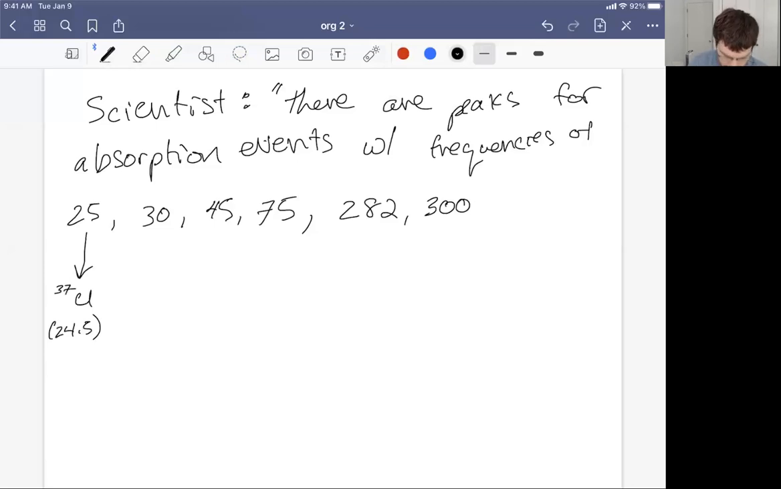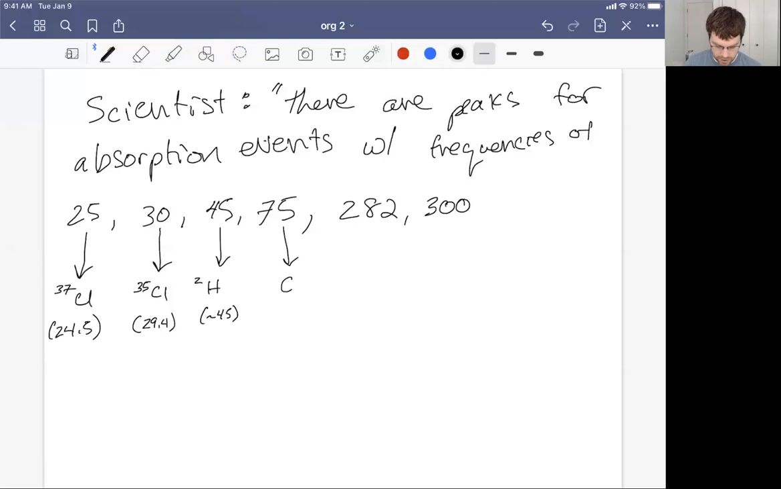Now at 29.4 is where we expect 35Cl. So the fact that we see a peak at 30 tells us we probably have a chlorine atom present. So the combination of these two peaks would tell us we have a chlorine atom present. That's pretty helpful. Okay. Now, if we go to 45, that suggests that we have a hydrogen present as the deuterium isotope. And that is approximately 45 megahertz.